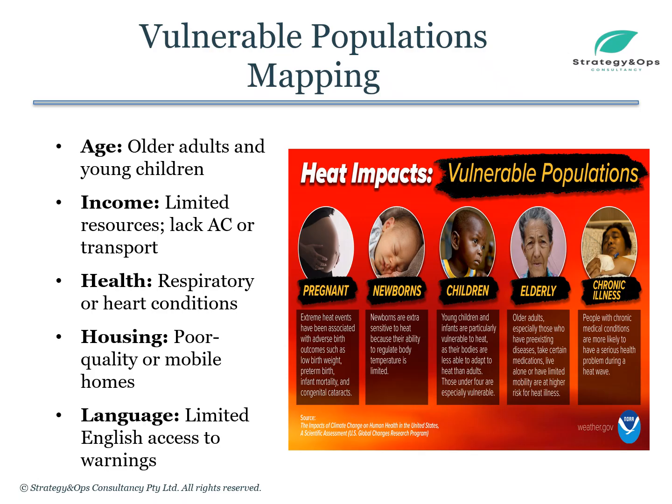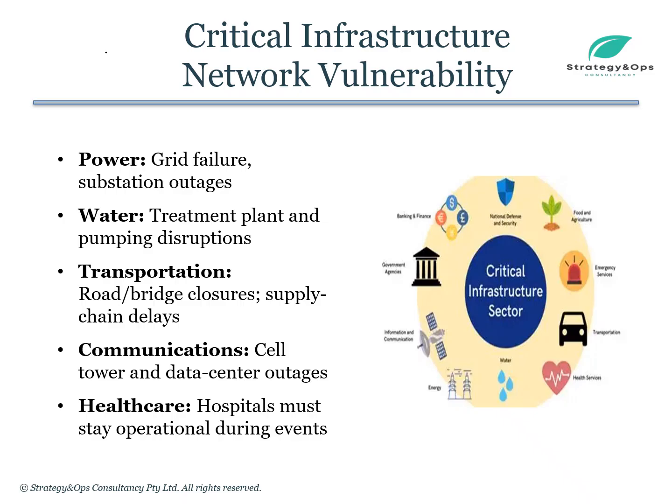Mapping where these populations cluster helps identify priority areas for cooling centers, targeted alerts, and support during emergencies. It ensures adaptation efforts reach the people who need them most. Critical infrastructure keeps communities functioning, so understanding where it is vulnerable is essential. When one system fails, it can trigger disruptions across others, making early identification of weak points a top priority.